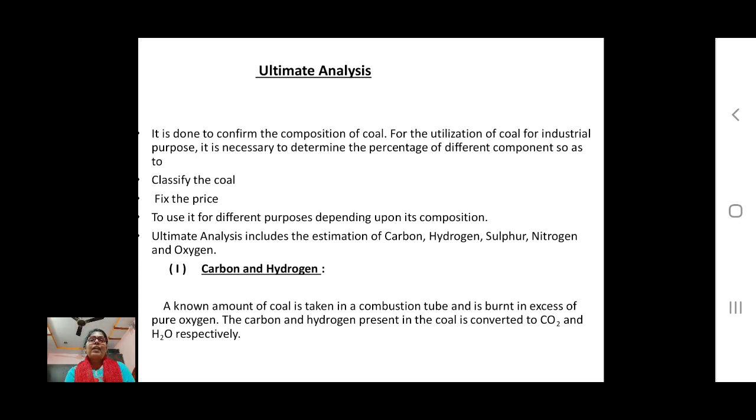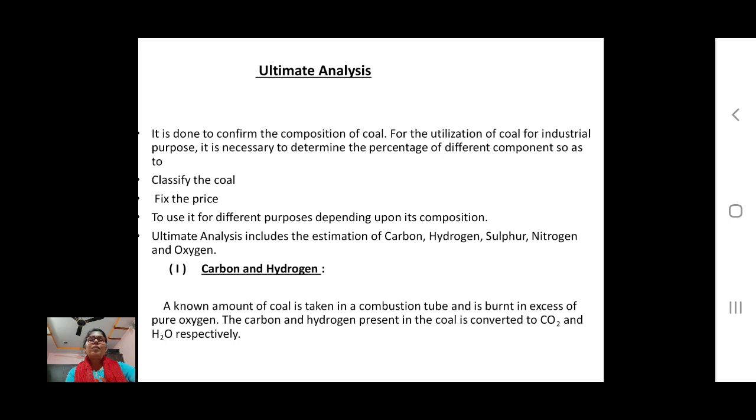Ultimate analysis includes the estimation of carbon, hydrogen, sulfur, nitrogen, and oxygen. So one by one we will discuss. First, carbon and hydrogen content of the coal.